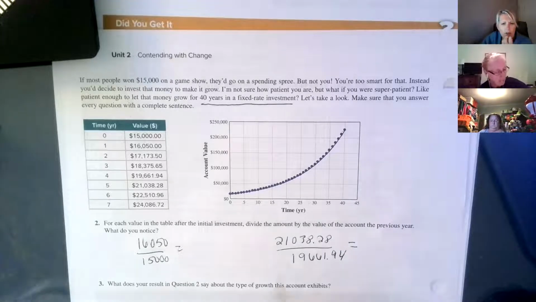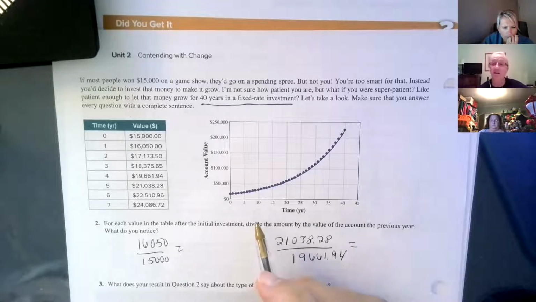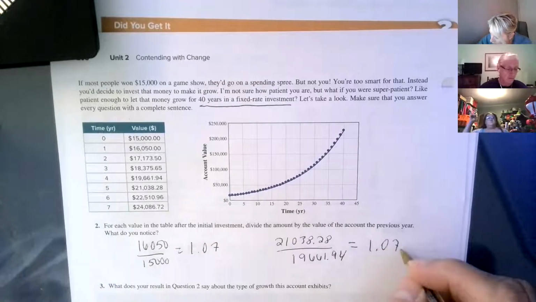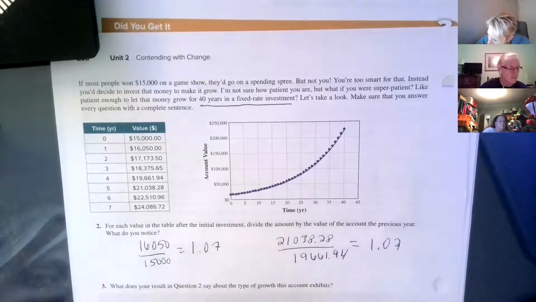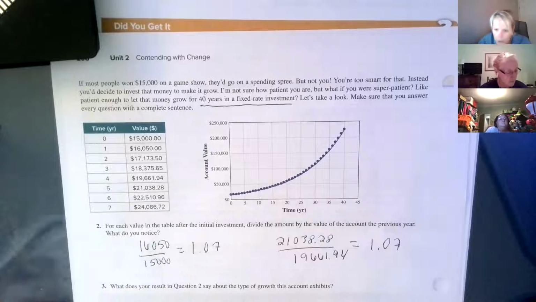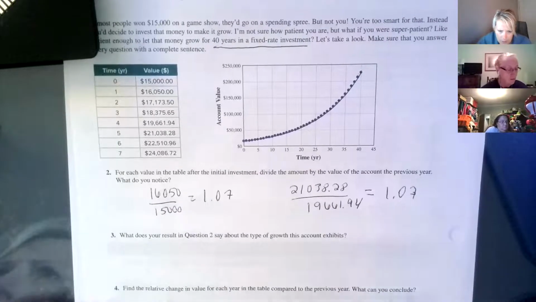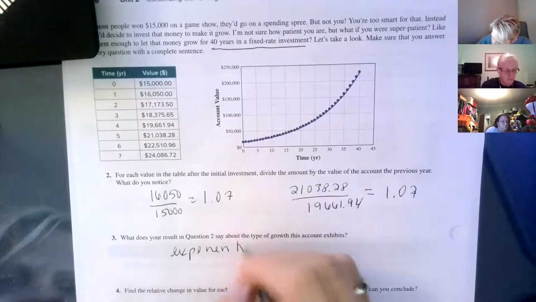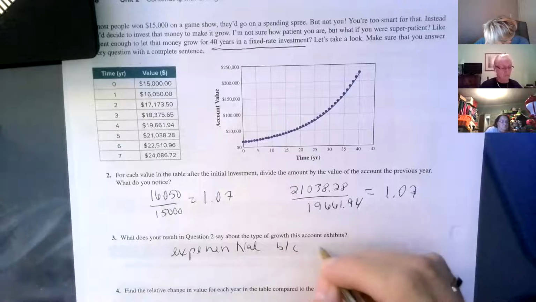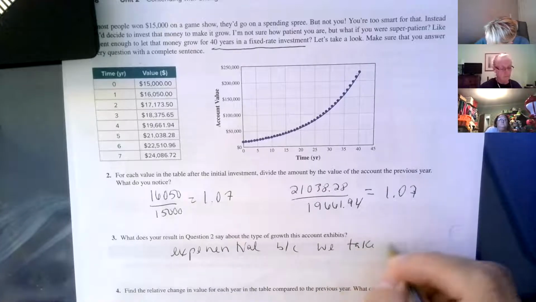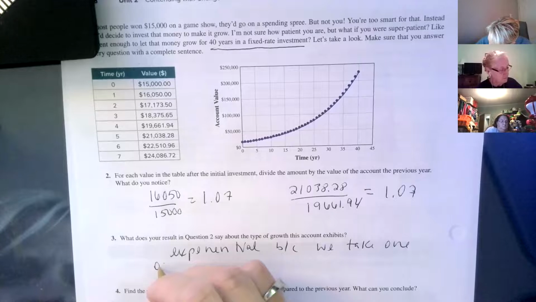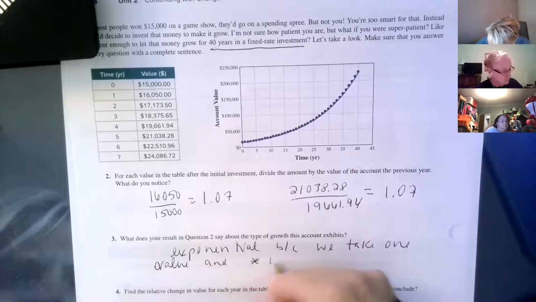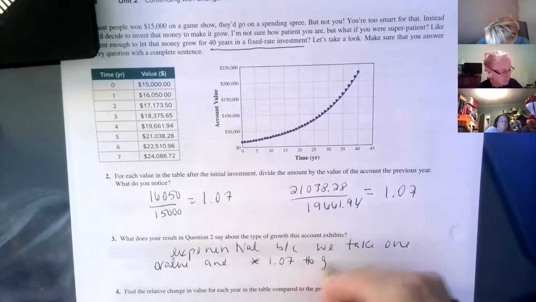Awesome. So what did you get if you divided these? What did we end up getting? 1.07. So if you do them all, my folks at home will find out that 1.07 is the multiplier. So number 3 says, what does your result tell you, what type of growth? Exponential. Yep, it's exponential. And let's just put that we take one value and multiply by 0.07 to get the next.